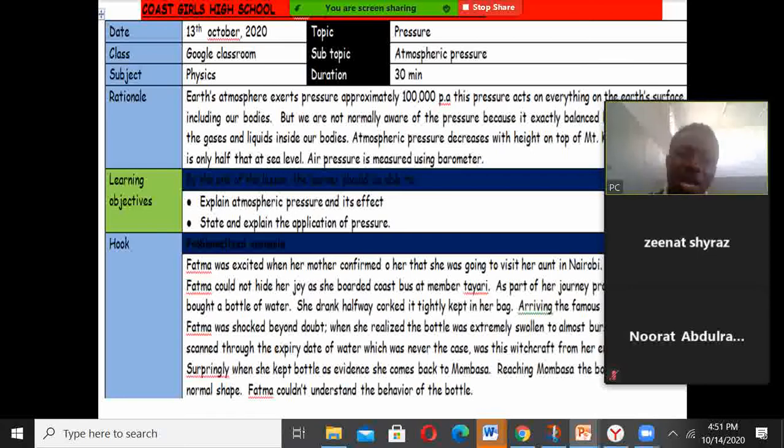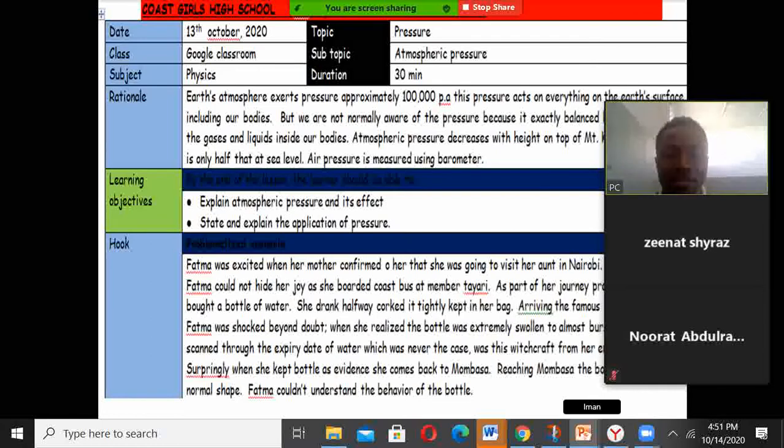And then we have here the rationale. So I want one girl to read for us the rationale, and be loud, please. Put your microphone on and then read for us the rationale of today's lesson. We are listening.